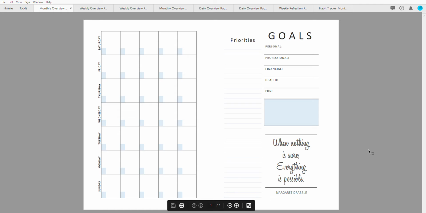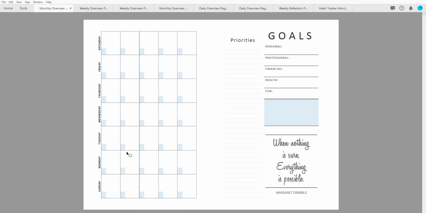So here we are reviewing our monthly overview pages, and I'm going to be going through and explaining how to use each page. So in this page, this is the monthly overview in the Max 2M tool. And this page is pretty self-explanatory.